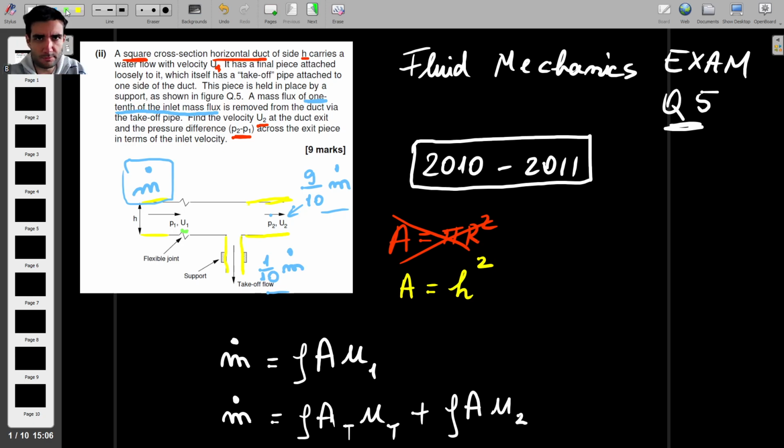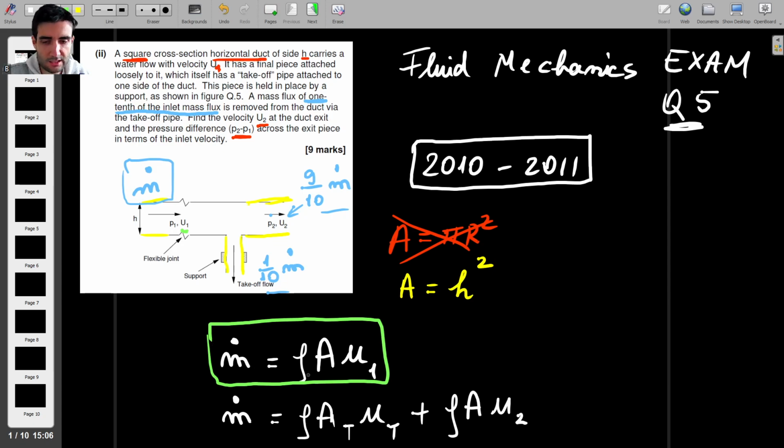Let's talk about this for a second. First of all, the inlet mass flow rate is just given by the density, the area, and the velocity. And the mass flow rate coming out, which has to be equal to this as well because of continuity, is, first of all, the mass flow rate through the takeoff pipe, given by density, area of the cross section of the takeoff pipe, times the velocity of the fluid going through that takeoff pipe, plus the mass flow rate going through the remaining pipe.